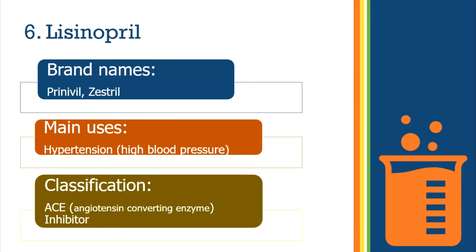Lisinopril. Brand names Zestril or Prinivil. Main uses are to treat high blood pressure, and it is an ACE inhibitor. ACE stands for angiotensin converting enzyme.